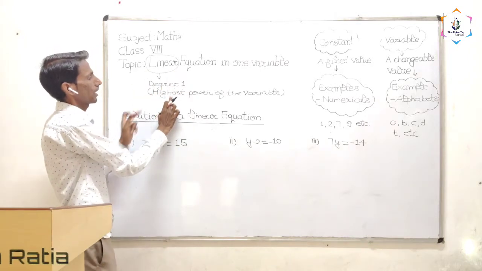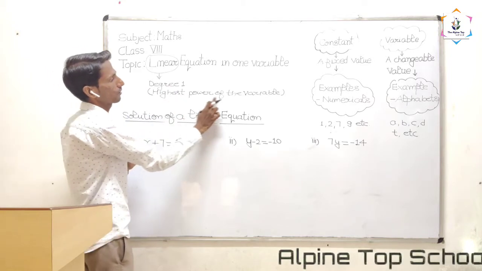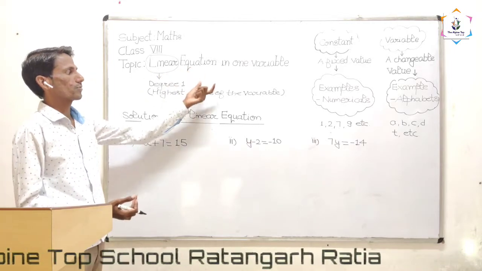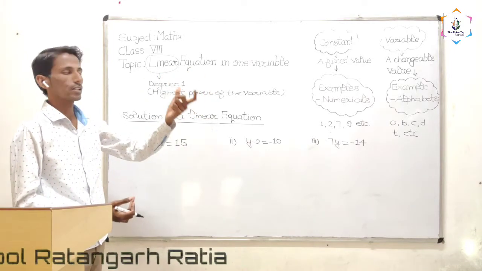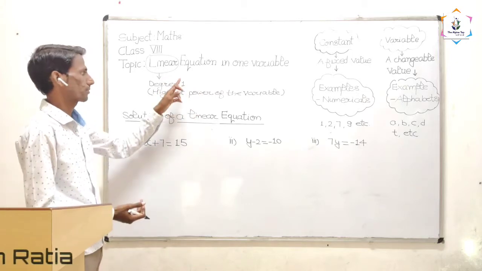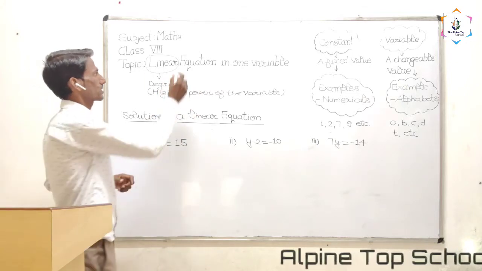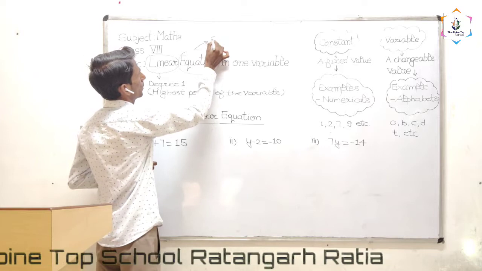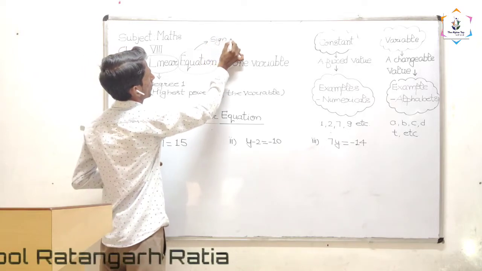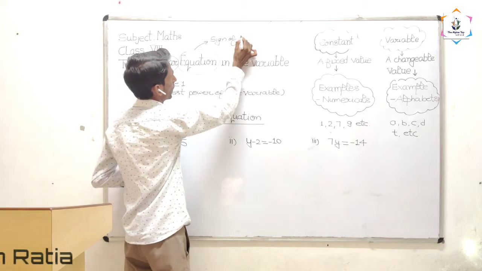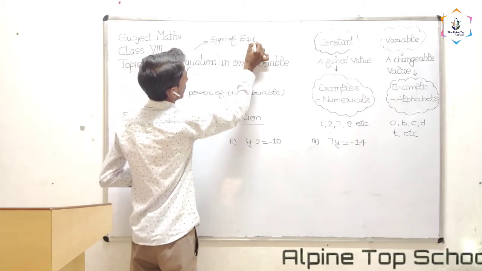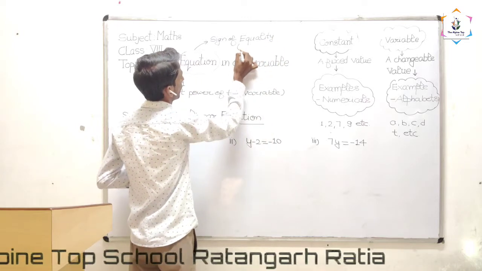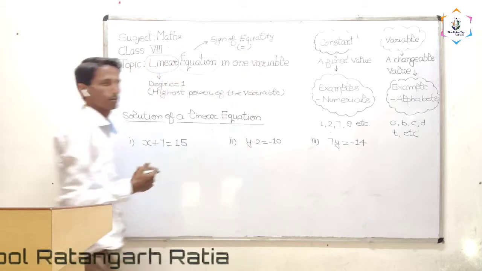What is the meaning of degree? Highest power of the variable. It means in a linear equation, whichever variable is contained, the degree, that is the highest power of that variable, must be 1. That is required. The second word is equation. Equation comes from the sign of equality, which means in a linear equation we require the sign of equality, as a symbol.